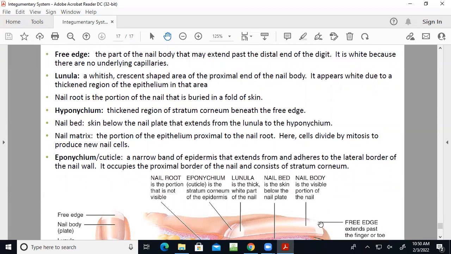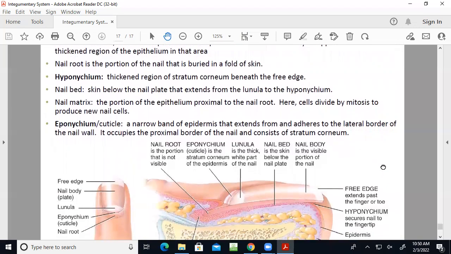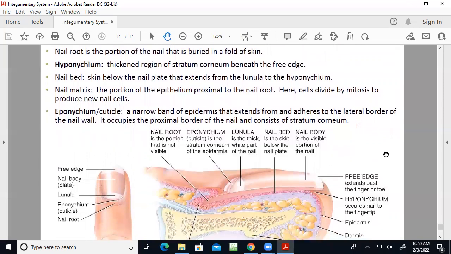That's the part of the nail that will be of variable length, because this is what you would cut. It's white in appearance because there are no underlying blood vessels called capillaries. So that's at the distal end. At the proximal end, back towards where the nail begins, there's another kind of whitish area. We call that the lunula, a whitish crescent-shaped area of the proximal end of the nail body. It appears white due to a thickened region of epithelium in that area. It gets its name, I believe, because it kind of looks like a quarter of a moon. The word lunar refers to moon, and so that's where that term lunula comes from.